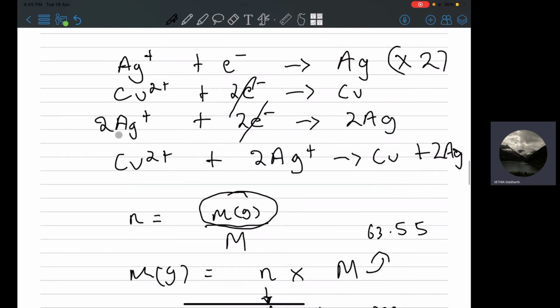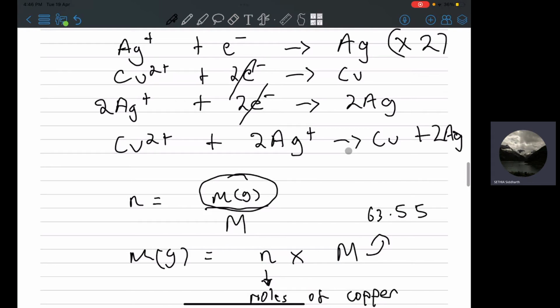Because remember, we've made this big equation for that purpose, so that we get the molar ratios, right? This big equation is going to help us with that. This is the reason why I put this equation down. It's going to help us to determine the molar ratio between silver and copper.